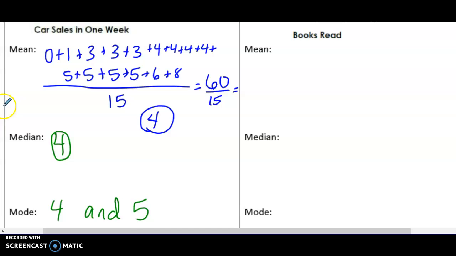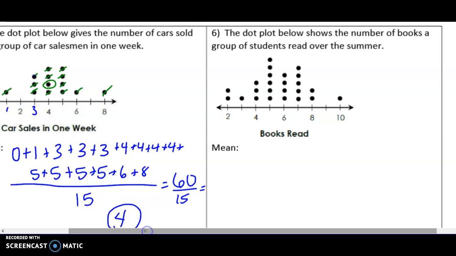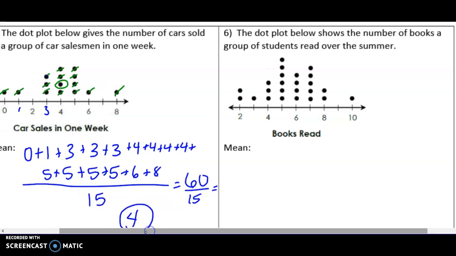All right, why don't you try the next one? This one's talking about the number of books a group of students read over the summer. Find the mean, median, mode. So go ahead and pause this. I'll finish this up while you guys are finishing it up, and then we can check.